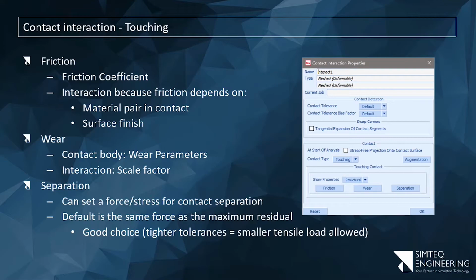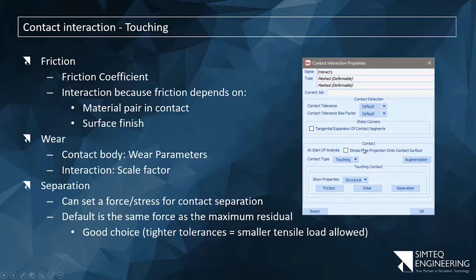What will often happen is that initially there's not much load, so that load that you're specifying for separation is actually really large relative to the loads you're applying, but later on it's actually really small compared to everything else. So it doesn't scale with the loads in the model, while the default does scale with both loads and your convergence settings. So these are the only additional settings that we can specify. So in summary, touching contact, we can override the tolerances and the bias. We can extend the edges a little bit if needed. We can specify stress-free projection, and then we can change friction, wear, and separation.